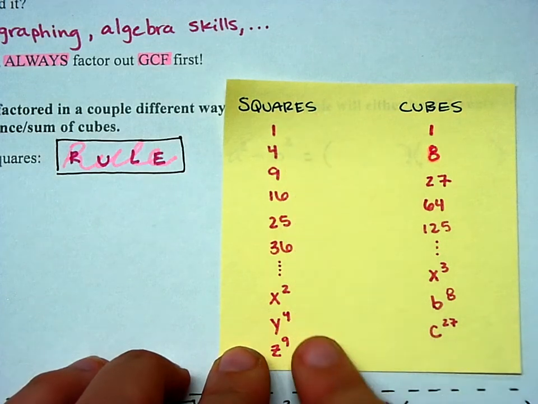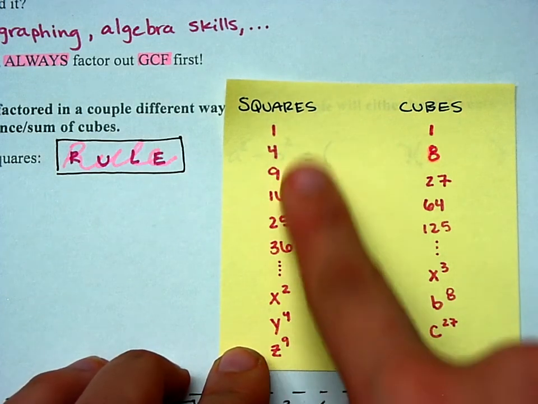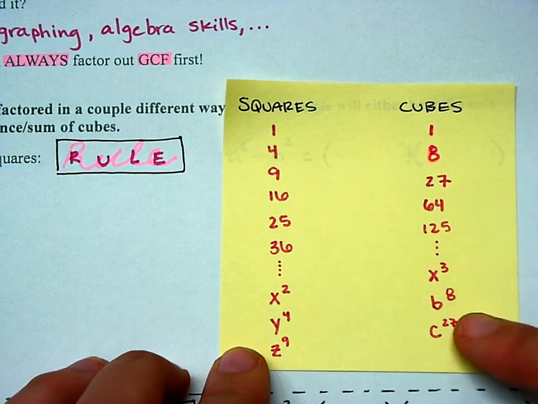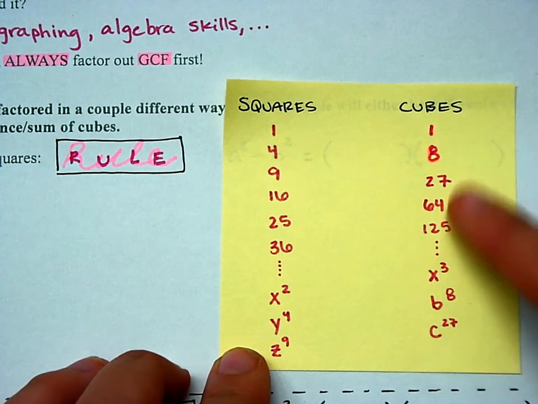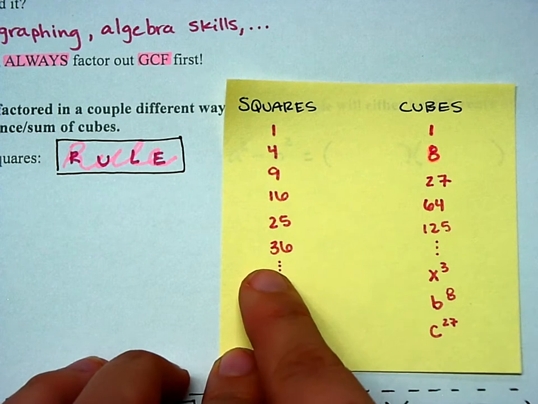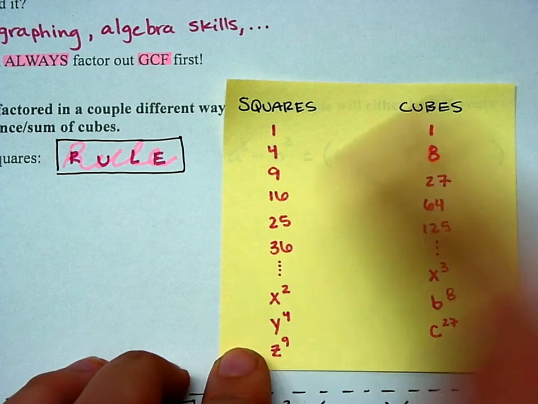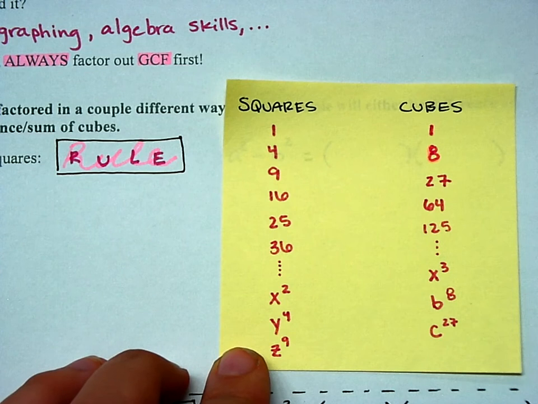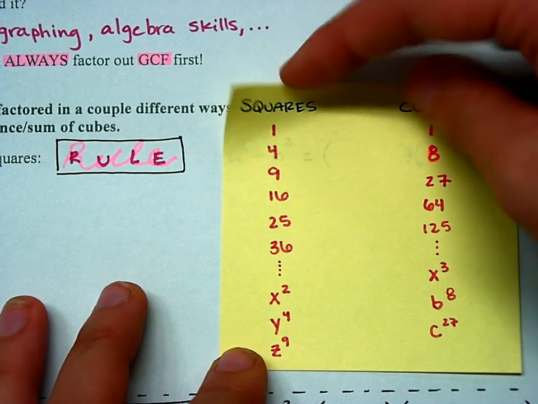Just to remind you guys, the difference between squares and cubes. Squares are everything we can take the square root of and we get a nice whole number. And then cubes, we can take the cube root of all of these and we get a nice whole number. So these are our perfect squares. I put dot, dot, dot. Obviously, there's an infinite amount of them. And then cubes. These are the ones you should probably look for most. But yeah, these are our squares and cubes, just to remind you guys.